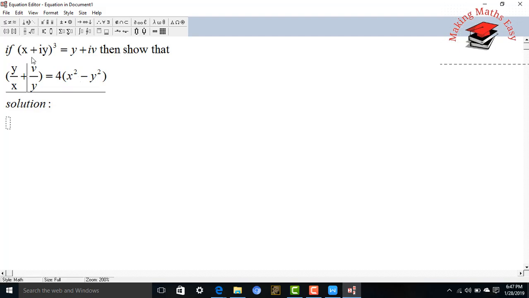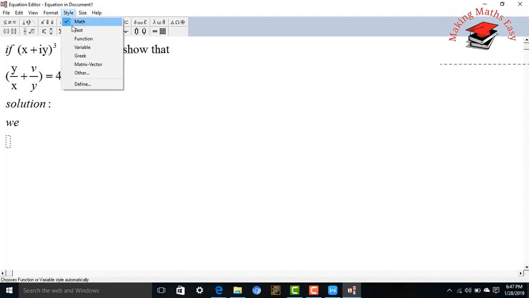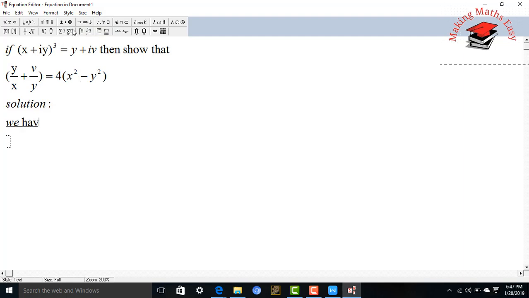So let's start. First of all, we will take only this part and simplify it. We write the expression in this way. So we have to first simplify this expression.